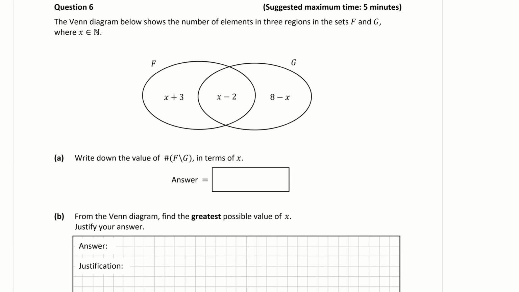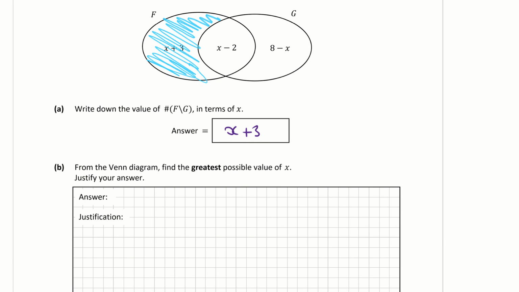Scrolling down to question 6, which is our sets and algebra. Write down the value, so part A here I'm reading, write down the value of the cardinality of f less g. So the hashtag stands for cardinality, how many basically, and this little symbol here, less or excluding. So what they want us to do is take f and exclude g. So this is all of f. I want to exclude g from it, so I just need this little region here, because that little region there excludes all of g. So my answer to the first one is going to be x plus 3.